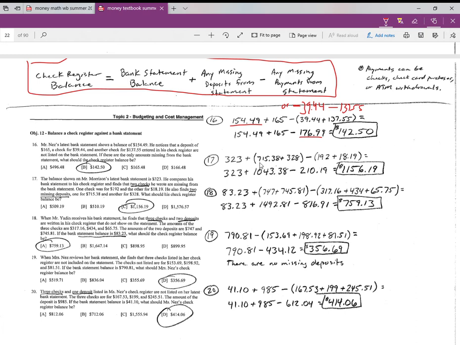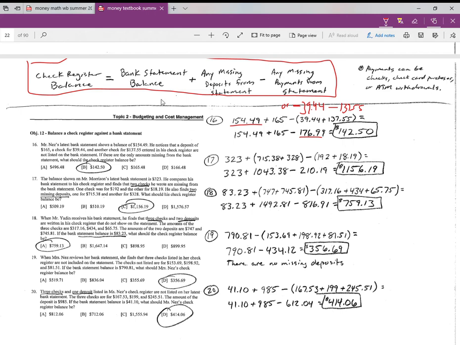Number 17. So again, we'll do maybe two more here because these are all going to be very similar. Balance shown on the latest bank statement is 323. He compares this to his check register and finds there's two checks he wrote are missing. One check for 192, one for 18.19, and he also finds two missing deposits, one for 715.38, another for 328. What should his check register be?